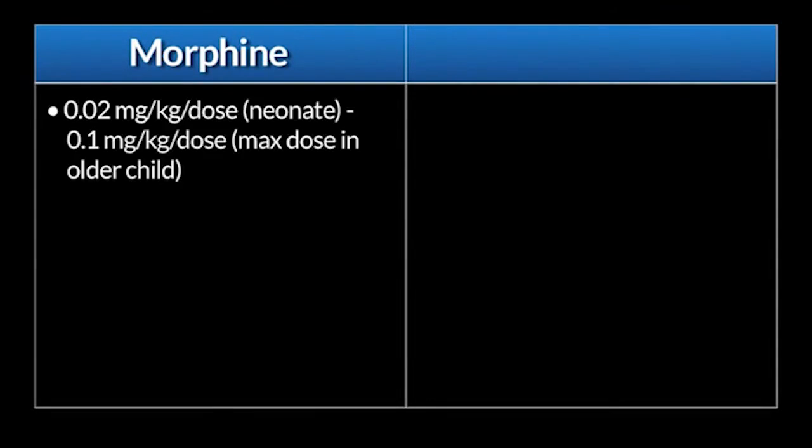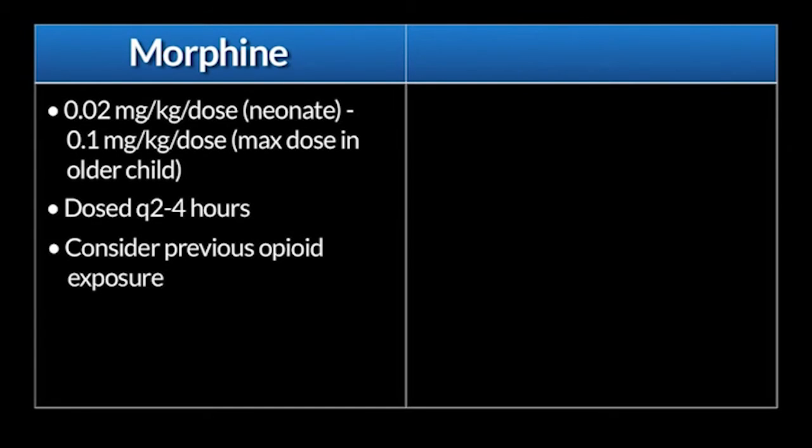sedation. Morphine dosing is going to be lower in the neonate, and that would start at about 0.02 milligrams per kilo. In an older child, you may give up to 0.1 milligram per kilo, and you're going to assess the patient before and after each dose to know how the patient's response is. Morphine is usually given when intermittent every 2 to 4 hours. You need to think about children who have been exposed to these medications before. They may need to take higher doses of medication to get the same effect as a child who is opioid naive. You can also use fentanyl.